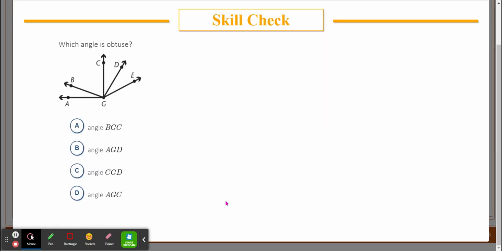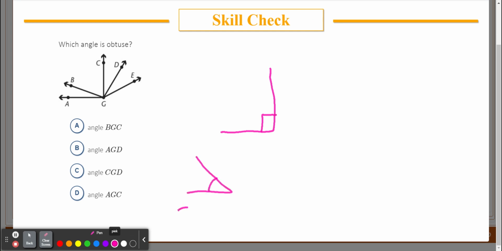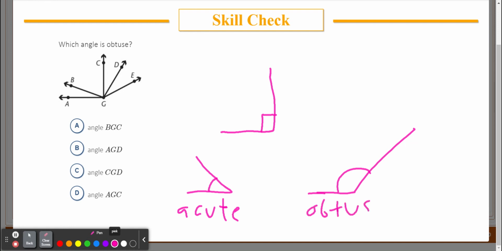Look at this question. The question is actually which angle is obtuse? All right. So remember, obtuse angles are bigger than 90 degrees. So this is 90 degrees. That would be what's called a right angle. Now, if it's smaller than 90 degrees like that, that's called an acute angle. And if it's wider than 90 degrees like that, we would call that an obtuse angle. Okay. So again, this one up here is a right angle. It's when the two lines come perfectly together, make that elbow. If it's leaning forward, it's an acute angle.